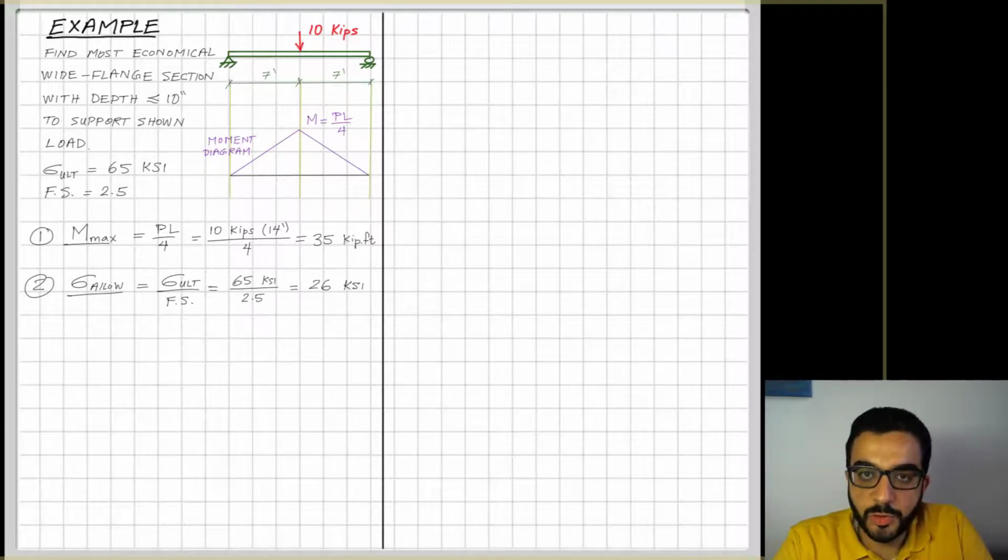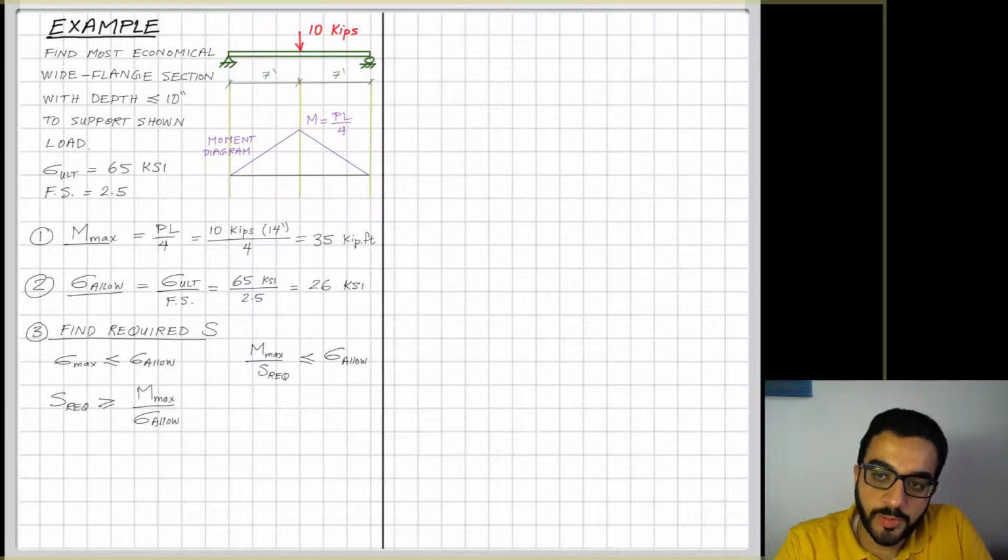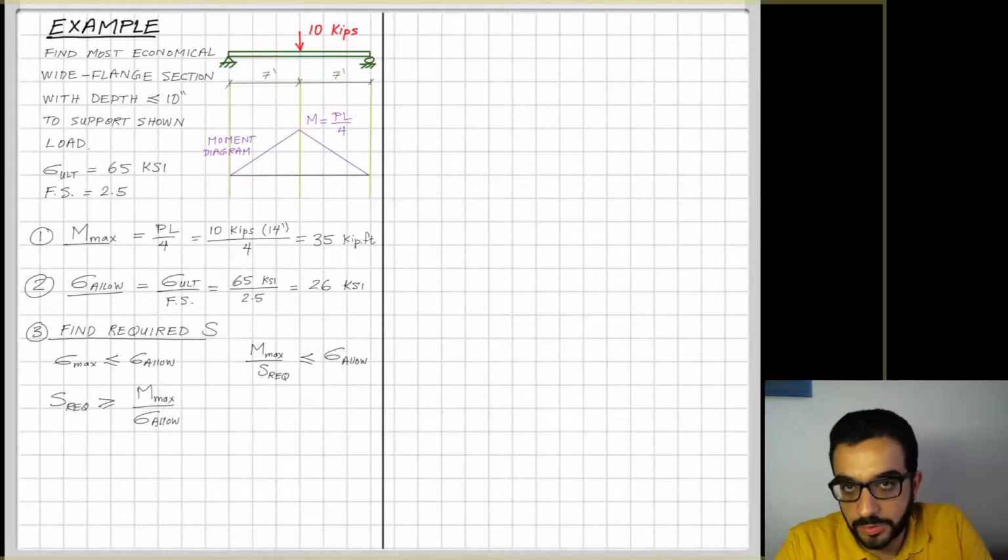So next is to calculate the allowable stresses, which is equal to ultimate stress over a factor of safety. So I'm reducing my limit here from 65 KSI to 26 KSI. And we need to find now the required section modulus, considering the maximum moment applied on the beam and the allowable stresses of that material used.